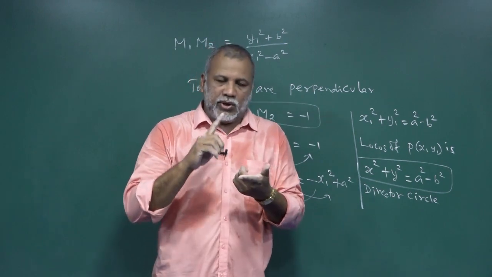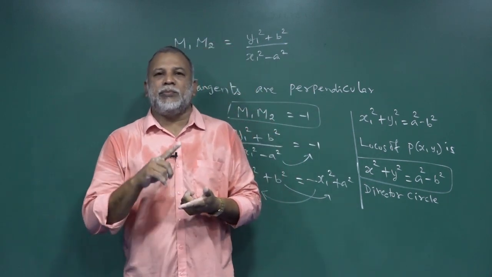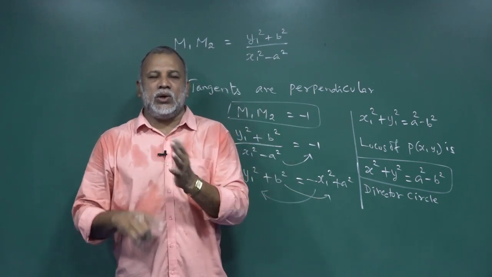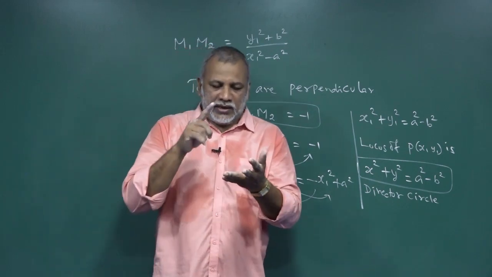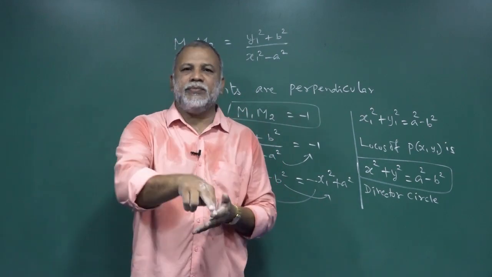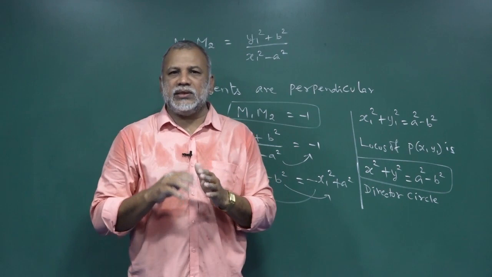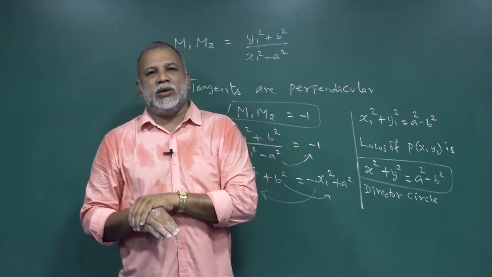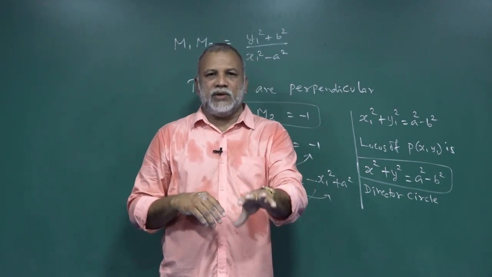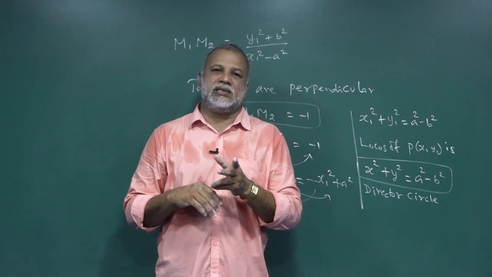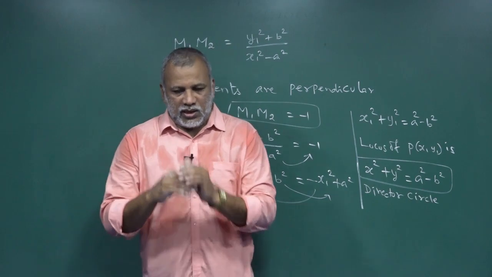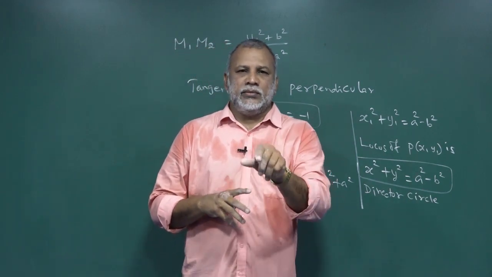The first one: the point of intersection of the perpendicular tangents to the parabola is x plus a equal to 0, that is nothing but the directrix. For the second, the ellipse, the point of intersection of the perpendicular tangents is x squared plus y squared equal to a squared plus b squared, called the director circle of an ellipse. The third one: the point of intersection of the perpendicular tangents to the hyperbola is x squared plus y squared equal to a squared minus b squared, also called the director circle of a hyperbola.